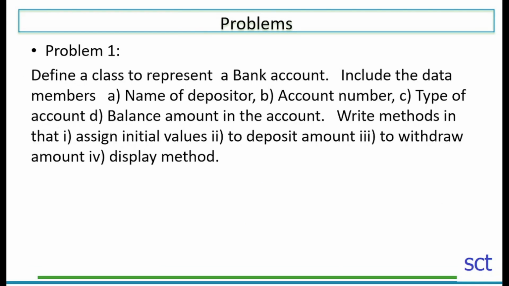Now you can try this example. Define a class to represent a bank account. Include the data members: name of the depositor, account number, type of the account, and balance in the account. Write the methods to assign the initial values, deposit an amount, withdraw an amount, and a display method also. This is a very good example to understand more about your classes. You can try this one.